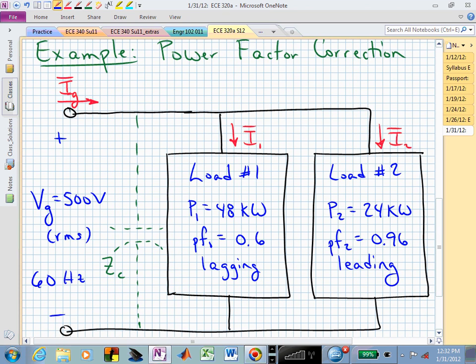In which we had a couple of loads. You should have this information from last time's notes. That's why I went ahead and rewrote it here, and we can quickly talk about it. Load number 1 had real power of 48 kilowatts and a power factor of 0.6 lagging. Load number 2 had an average power of 24 kilowatts. Its power factor was 0.96 leading. We were supplying these two loads with a voltage magnitude of 500 volts RMS.